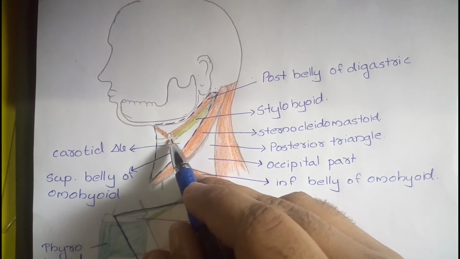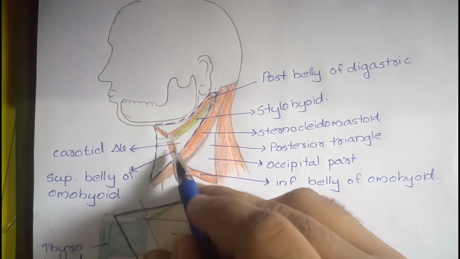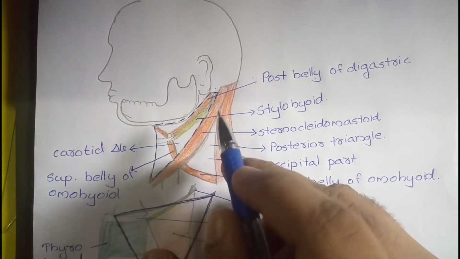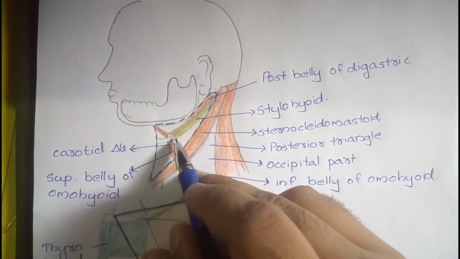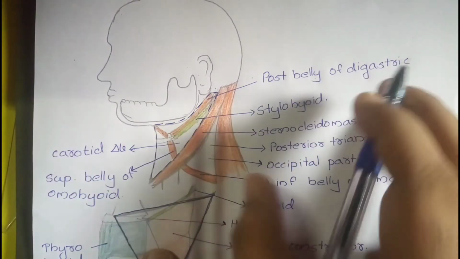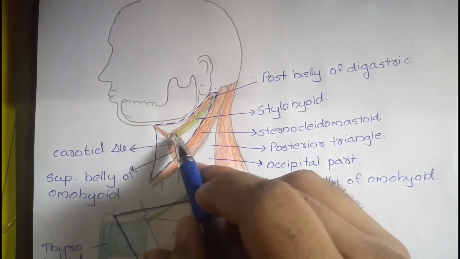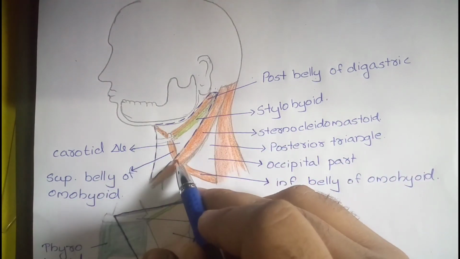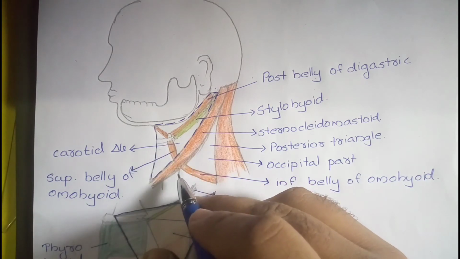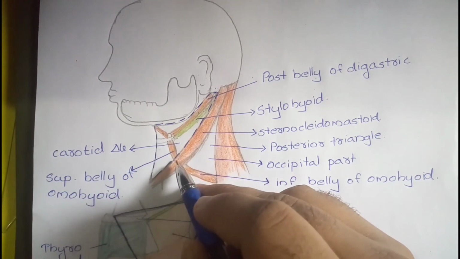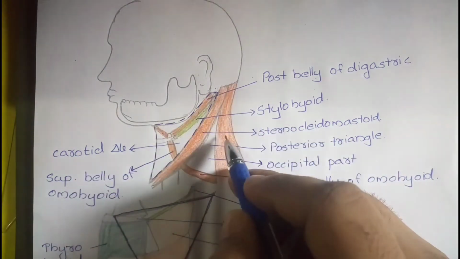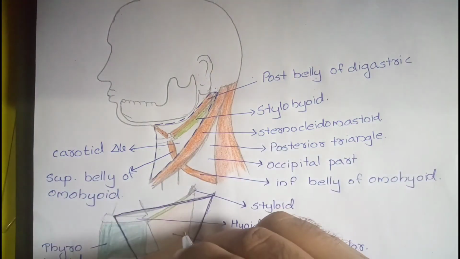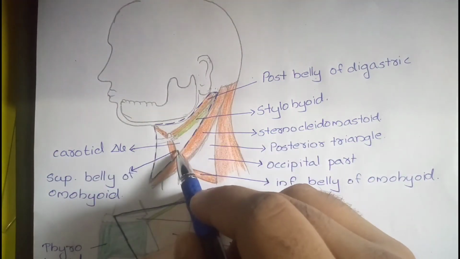The boundaries of the carotid triangle: anterior superiorly, it is bounded by the posterior belly of the digastric muscle and the stylohyoid ligament. Anterior inferiorly, it is bounded by the superior belly of the omohyoid muscle, and posteriorly by the anterior border of the sternocleidomastoid muscle. So all these are the borders.